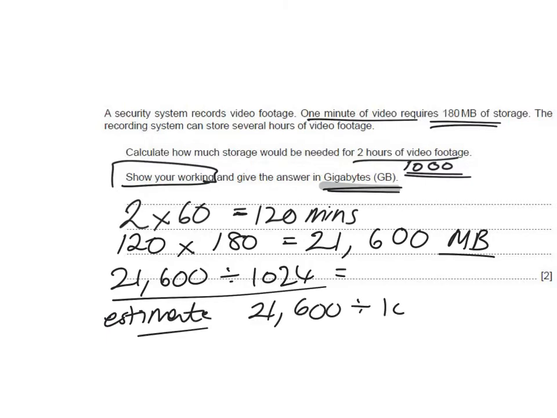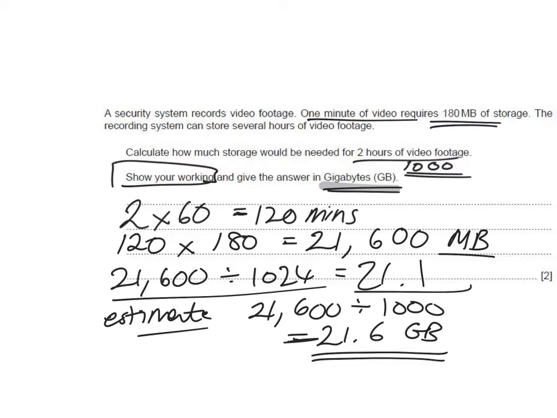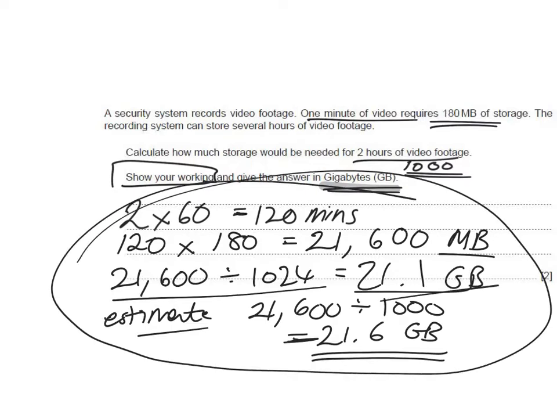and do 21,600 divided by 1,000 to give us 21.6 gigabytes. It's approximately the same. It will be ever so slightly lower in real life because this is something like 21.1 gigabytes or something like that. But look at the amount of work you've got to do for 2 marks here. These take practice and they're always the same pattern. Just be careful if it's bits to bytes, divide by 8, or divide by 1,000 in all the other cases.